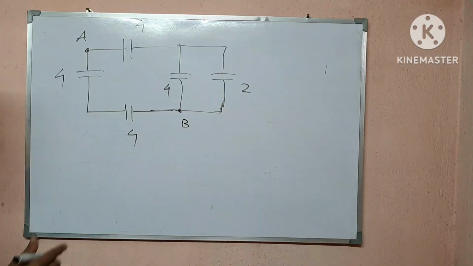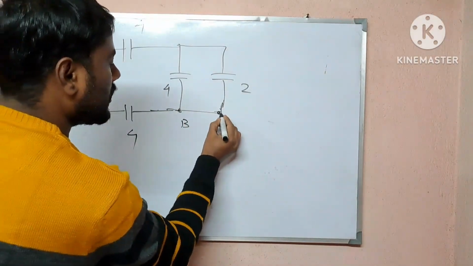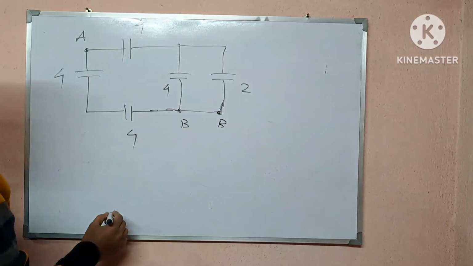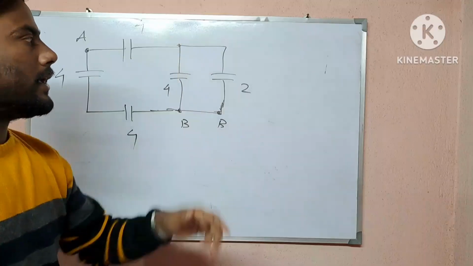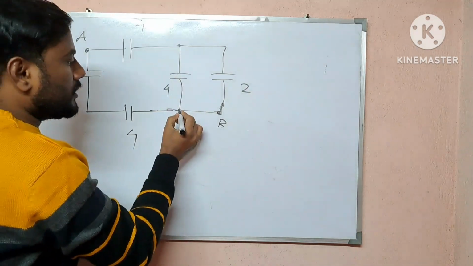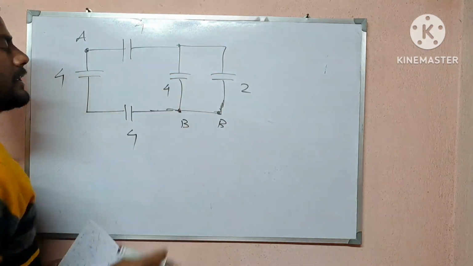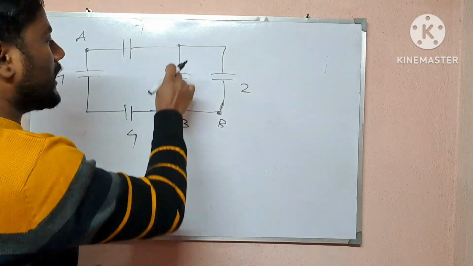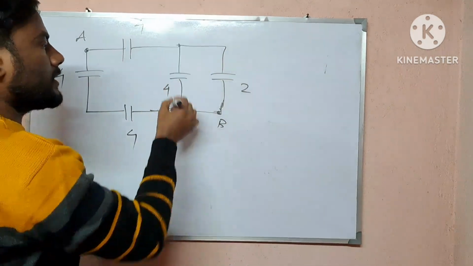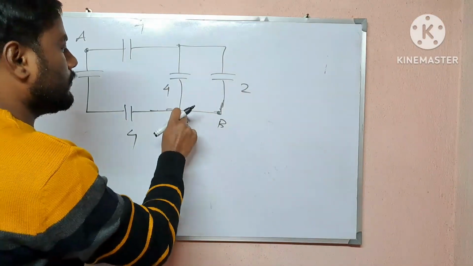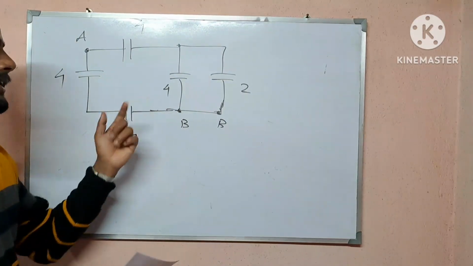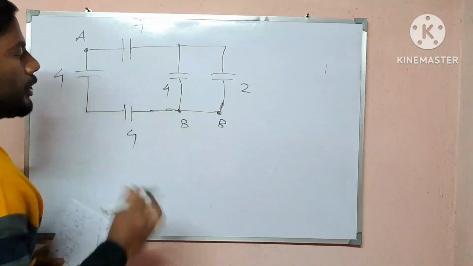So what are the rules? If this point is B, then will that point also be B? No, no, no. Why? Because between this point and this point, one electrical equipment, a capacitor, is connected. If that capacitor was not there, and they were only connected by a normal wire, then the potential of these two points would be the same. But now they will not be the same.